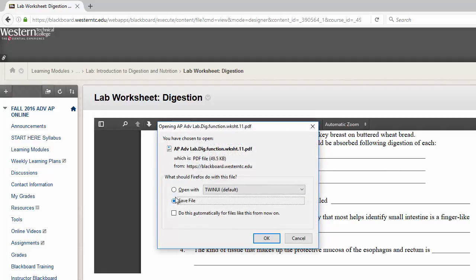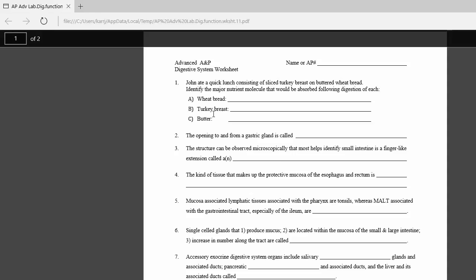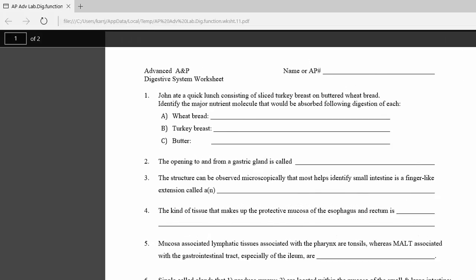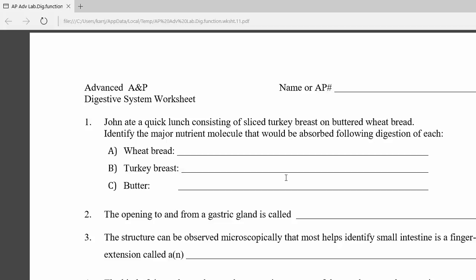Okay, so let's look at this worksheet. What type of nutrients would we find in wheat bread? The major nutrient molecule that would be absorbed by the blood, that's small enough to be absorbed, what's the smallest carbohydrate? Monosaccharides. Glucose is the main one. But if there's other monosaccharides present in that bread, we're going to absorb those as well. They have to be monosaccharides, the smallest units.